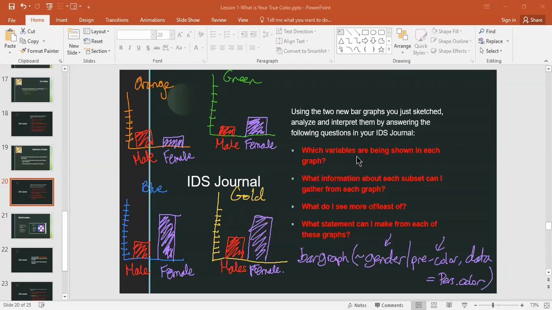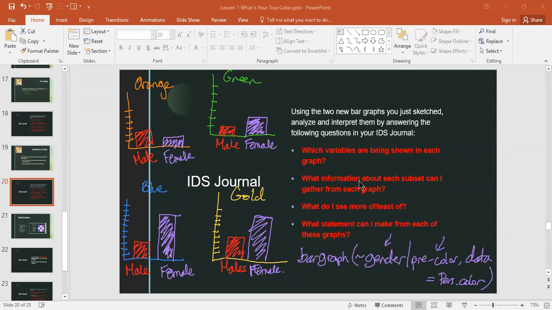So let's see. What statements can you make from each of these graphs? What statements can you make from each of these graphs? Let's see. Dario. What statements can you make from each of these graphs? Dario? He's typing. Got it, Dario. Understood.